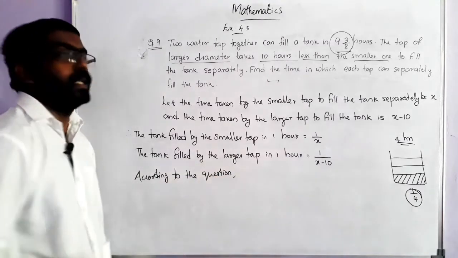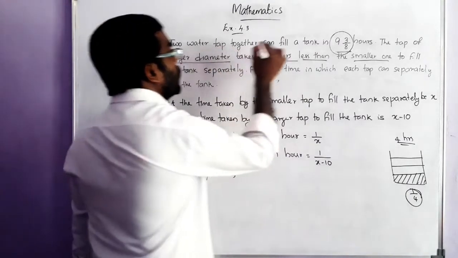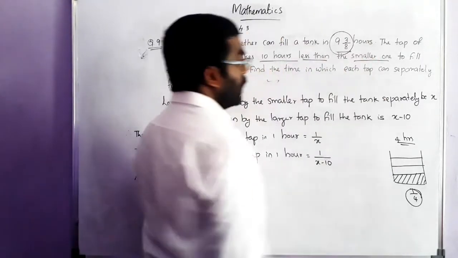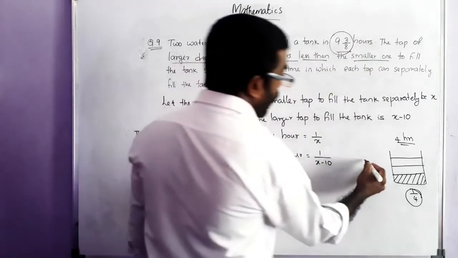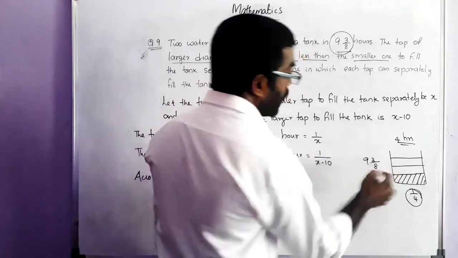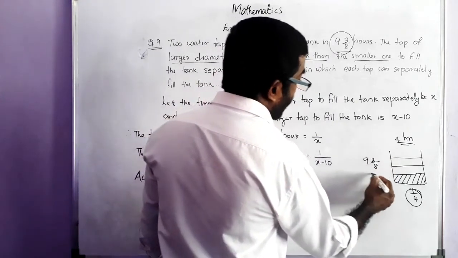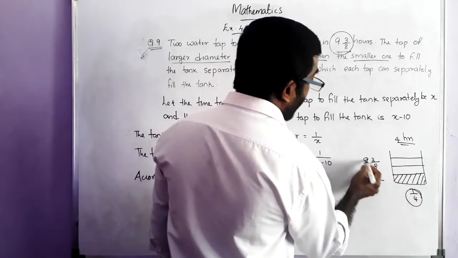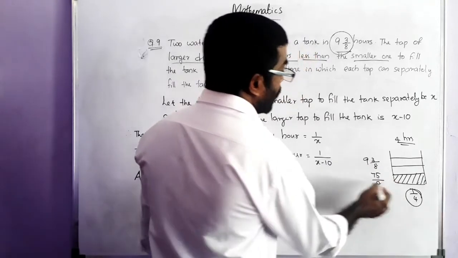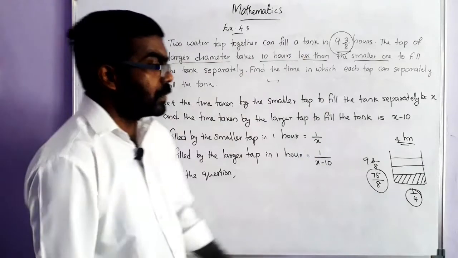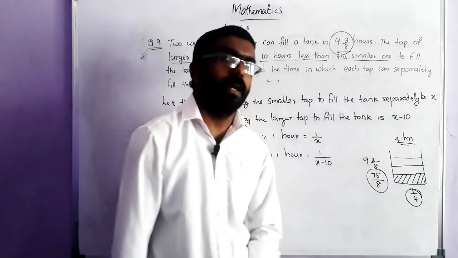in the question it is given that 2 water taps together can fill the tank in 9 and 3 by 8 hours. So the total time is 9 and 3 by 8. It's in mixed form, so we can convert it into an improper fraction, that is 75 by 8. 9 8s are 72, 72 plus 3, 75 by 8. So the total time taken is 75 by 8 hours.